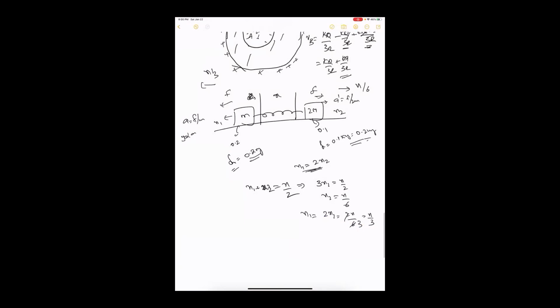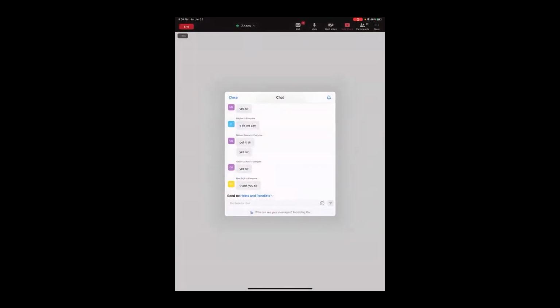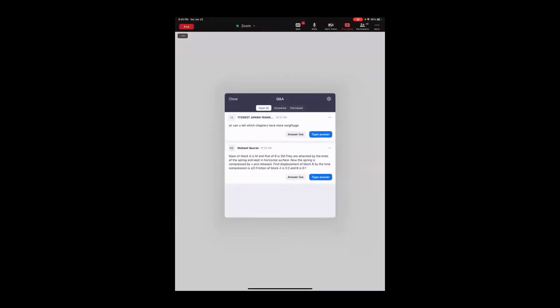Take a screenshot if needed, Nishant. It's good, Nishant, if people ask questions like this. So others should also do it, guys. If you have any questions, you can just bring them on board and ask.